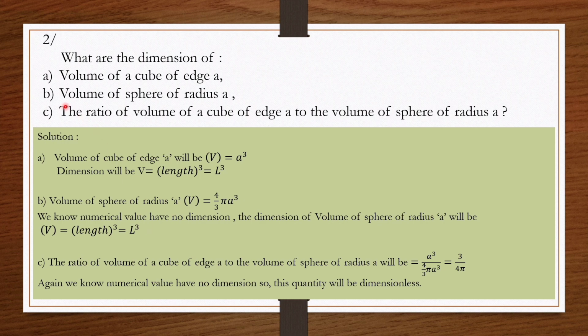Then the third question asks for the ratio of the volume of a cube of side A to the volume of a sphere of radius A. So here the ratio will be equal to A cube by 4 by 3 pi A cube, which will be equal to 3 by 4 pi. Because numerical values have no dimension, the quantity will be dimensionless.